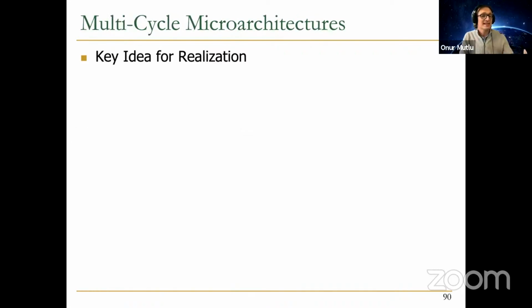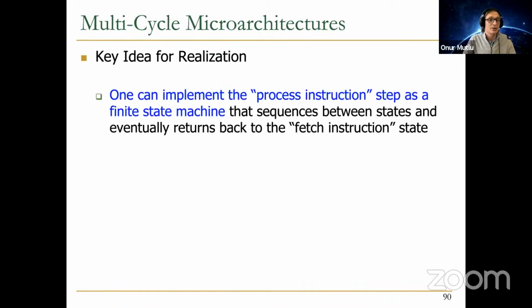Okay, so basically the key idea for realization of a multi-cycle microarchitecture is that you can implement the process instruction step as a finite state machine that sequences between states and eventually returns back to the fetch instruction state. So you remember, you have fetch instruction, you decode. Based on decode, you take multiple different states. Basically, depending on which instruction, you go to different states. But eventually, after you finish the instruction, you go back to the fetch again. And we're going to see this finite state machine later.